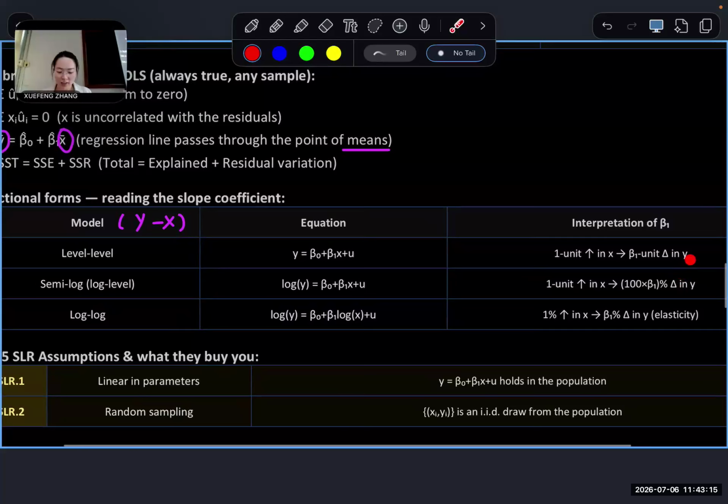And how to interpret? It means a 1 unit increase in X will cause a beta 1 unit change in Y, okay? About the change, if the sign is positive, they have a positive relationship. If the sign is negative, that means X and Y have a negative relationship, right?